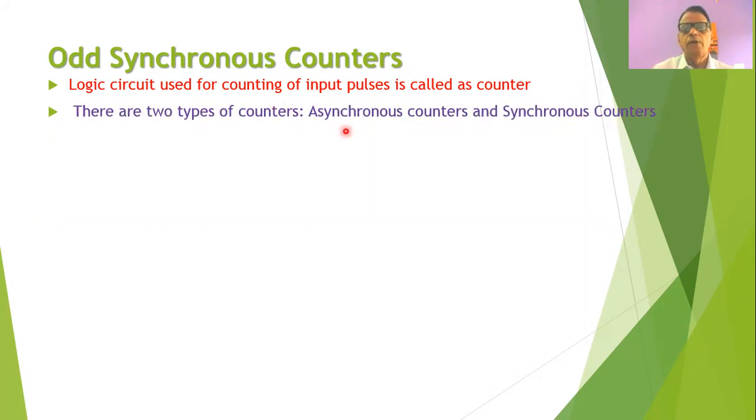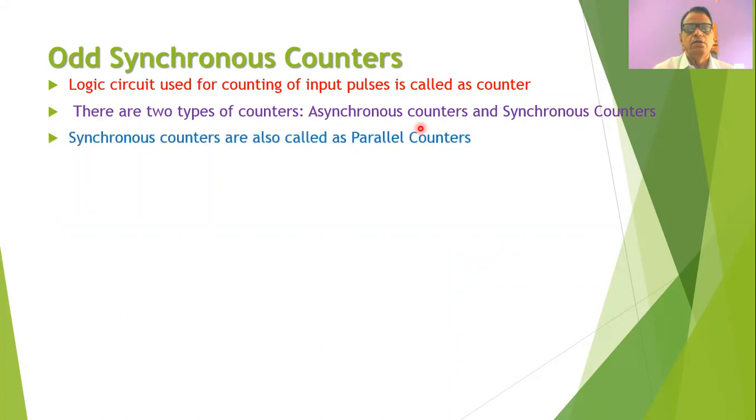We know that there are two types of counters. The first is called the asynchronous counter, and the second type is called the synchronous counter. In case of an asynchronous counter, the clock pulse is not simultaneously applied to all the flip-flops, but in case of synchronous counters, the clock pulse is simultaneously applied to all the flip-flops. Synchronous counters many times are called parallel counters, while asynchronous counters are called serial counters or ripple counters.